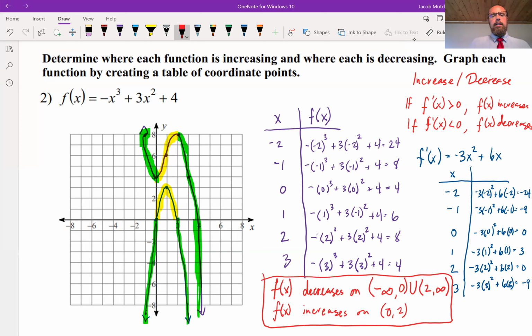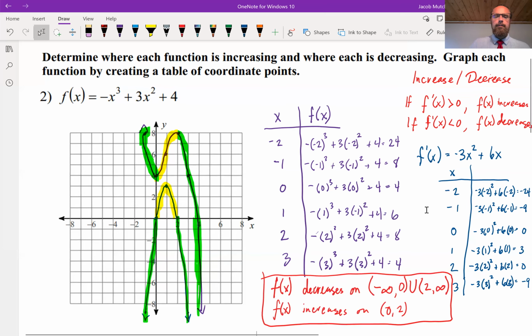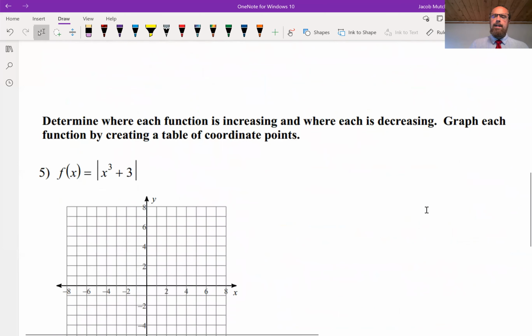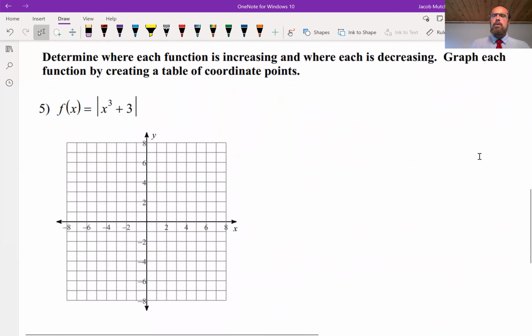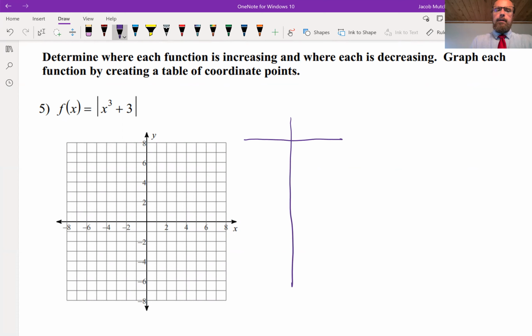So that's a nice cubic function. Let's take a look at another cubic function that's presented within an absolute value. So here we've got f of x equals the absolute value of x cubed plus 3. So what we should do first of all is just graph this. So again, let's just create our table just to see what the original function looks like. So we'll put x and f of x.